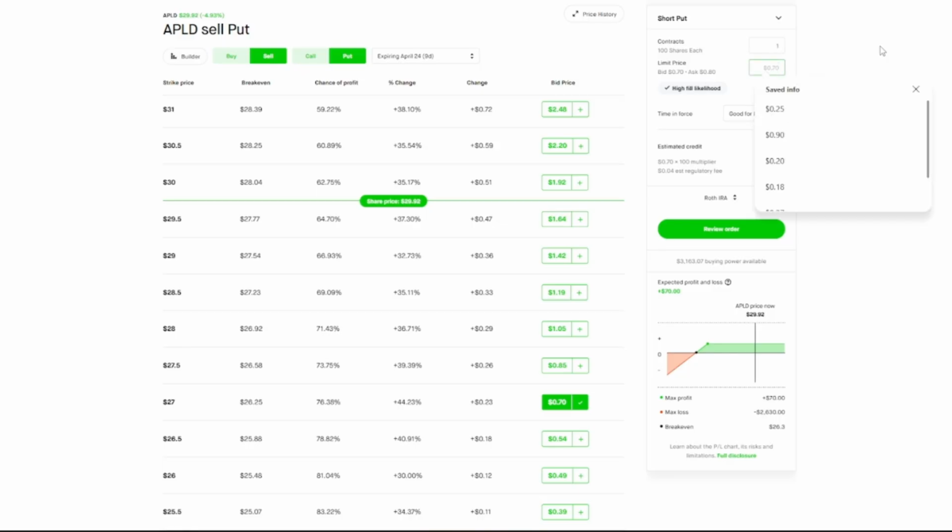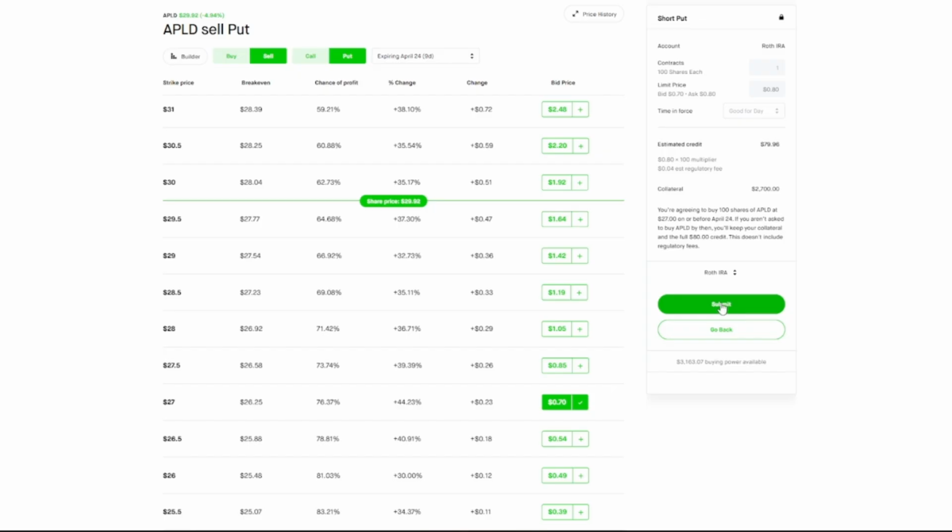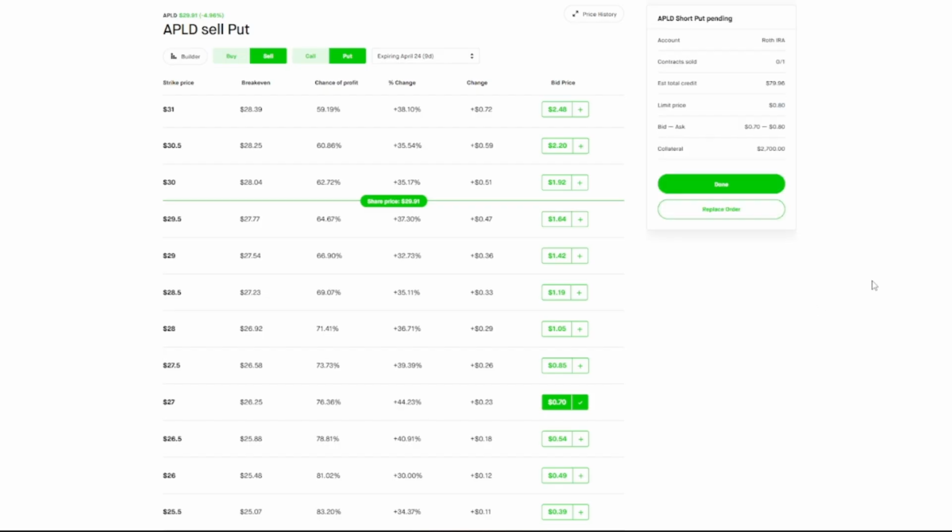But here's what I'm going to try to do. I'm going to start at 80. I'm going to put 0.80 in here. There's a low likelihood that this is going to trade, but that's okay. I'm going to see if I can do it anyways. I'm going to hit submit. If I submit this, I'm looking to get $80 approximately in credit, and they'll require $2,700 in collateral to put this trade on. So I'm going to go ahead and put this on.